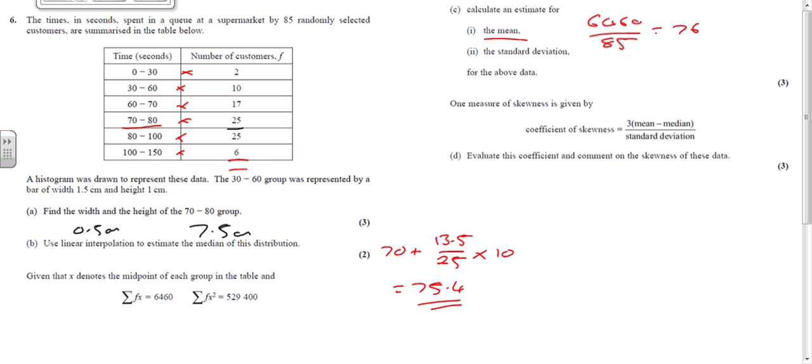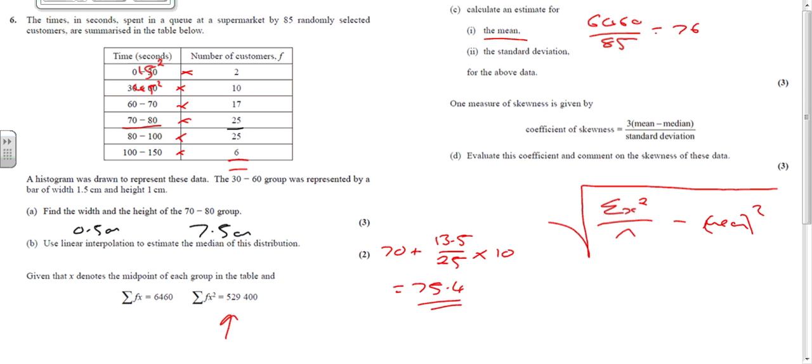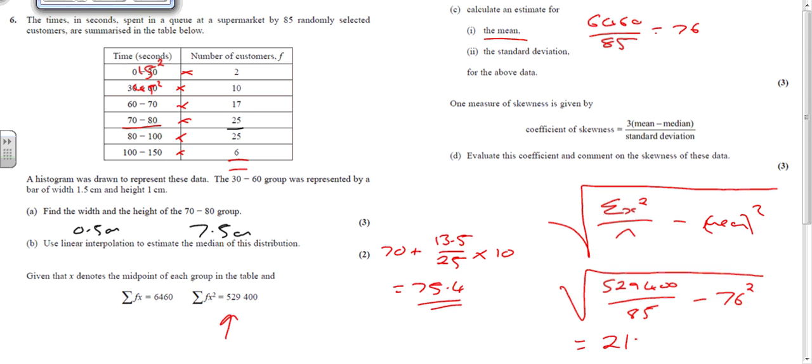Now the standard deviation, again, this has come up in a couple of videos now, so it's the sum of x squared divided by n. Now remember, the sum of x squared isn't the sum of x, squared. It's the sum of x squared, which is the midpoint, which is 15 squared times by 2, 45 squared times by 10, but again, they've told us that. And that's take away the mean squared. So if we put that into our calculator, 529400 divided by n, which in this case is 85. Take away the mean squared, so take away 76 squared. And all that gives us, to three significant figures, 21.3.